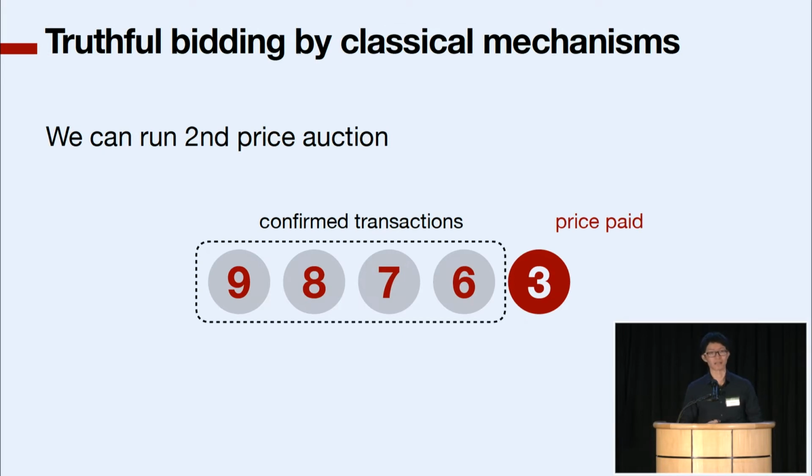The answer is yes. Actually, traditional auction theory tells us that we can use the second price auction. In a second price auction, everyone in the block just needs to pay the lowest bid in the block. For example, let's say the block size is 5. Everyone here only needs to pay the lowest bid in the block, which is $3. And in this case, the optimal strategy for every user is to always bid truthfully. You don't need to monitor the network. It's easy to use.